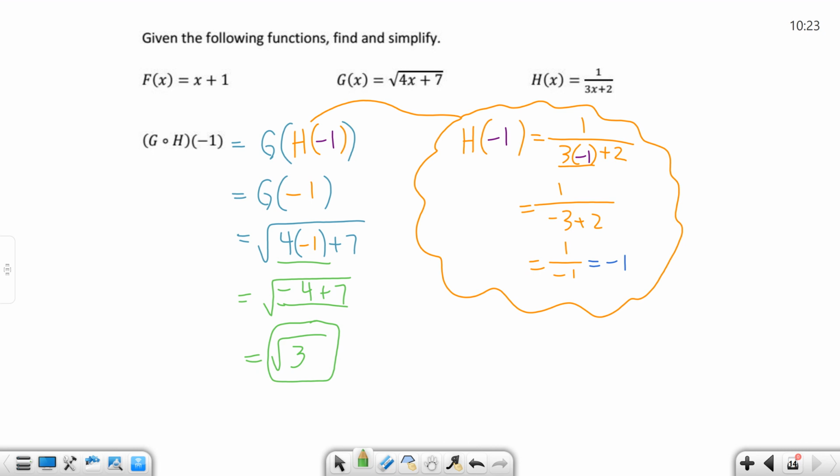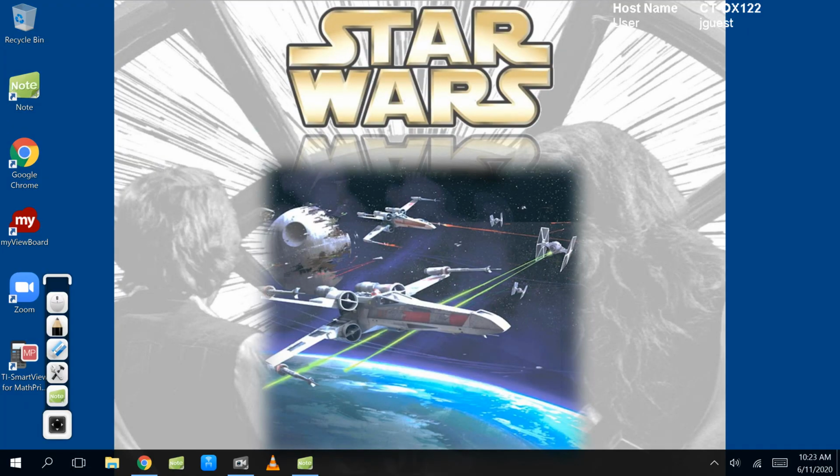Now look, I know you can't take the square root of a negative, but here x could be negative 1 because you ended up with the square root of 3, which is positive. That's okay. So I hope this helps out with composition of functions. I really hope the colors help you. Try to use different colors to help you there. So hopefully that helped.